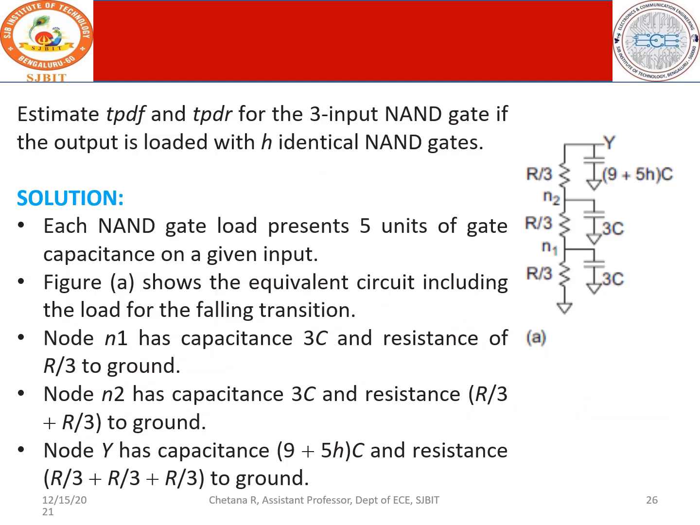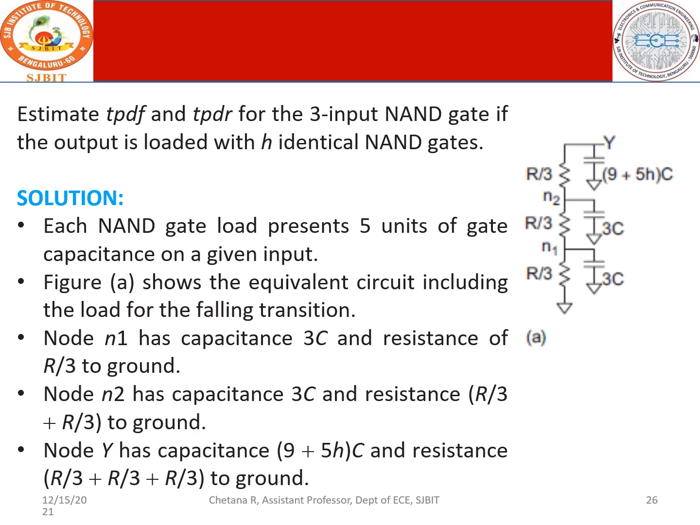Next we have another example, which is to estimate the propagation delay for fall and rise if it is a 3 input NAND gate loaded with H identical NAND gates. So this is the diagram given. Already it has been represented. The capacitance here is 9 plus 5H and it has R by 3, R by 3, R by 3 everywhere.